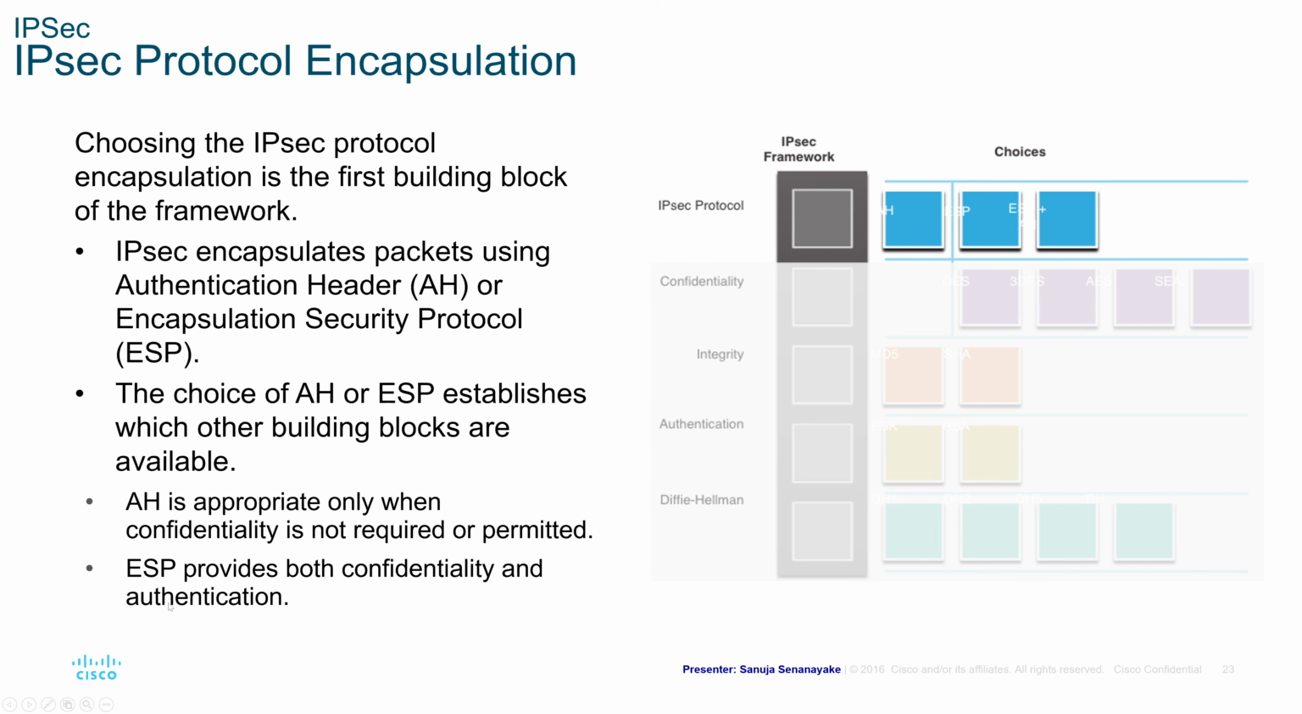So in most situations, you should be using ESP over AH as the choice here. However, the Authentication Header may be used when confidentiality is not required, or in some situations not permitted. So that's why you pick that one. But in 99% of the cases nowadays, you will be using the Encapsulation Security Protocol, ESP, which provides both confidentiality and authentication. So that's the first thing we're going to do in selecting and configuring the IPsec protocols.